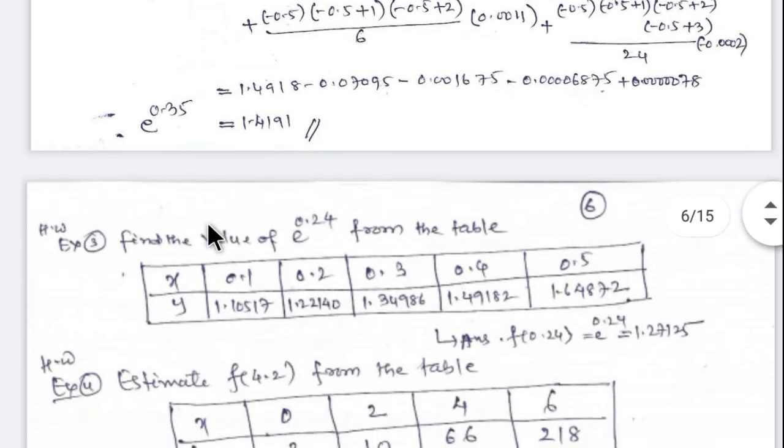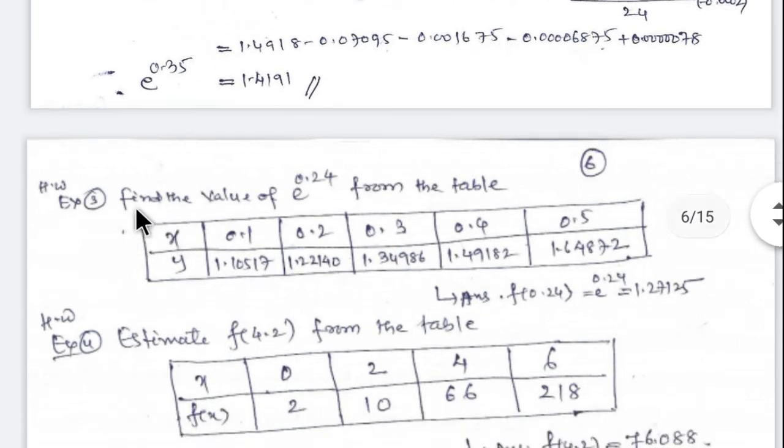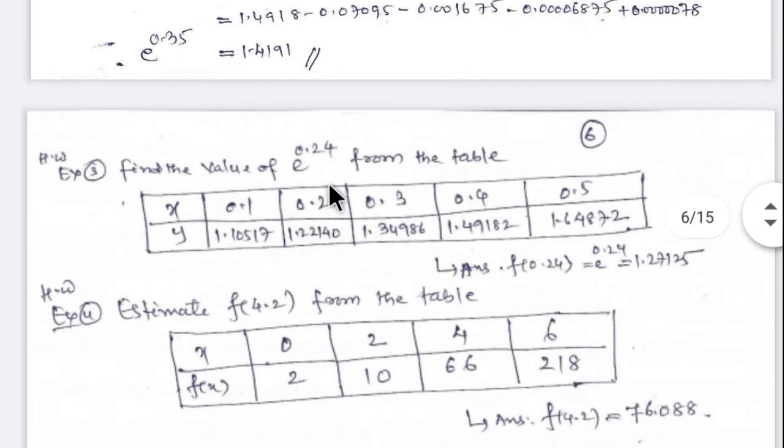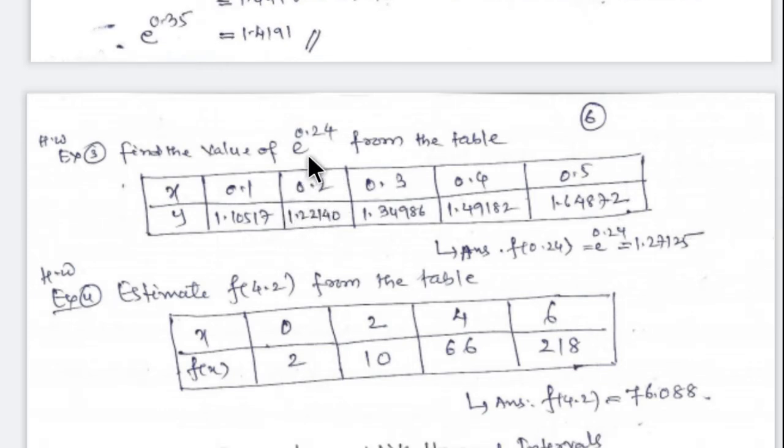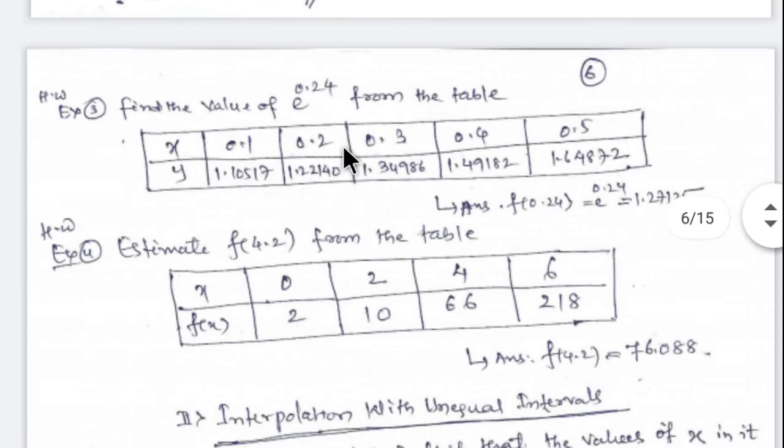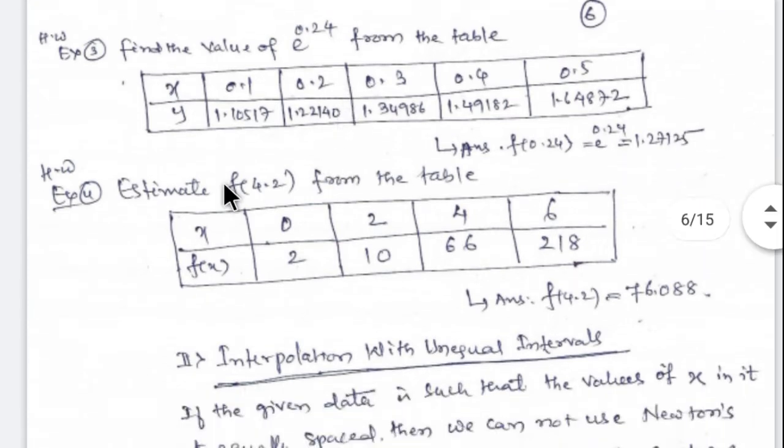You see one more example, which you can try at home. Example 3: find the value of a similar type, e raised to 0.24 from the table. This lies at the beginning of the table. Here y is equal to e raised to x, an exponential, and the x value is 0.24, which lies at the beginning of the table. You can use the forward interpolation formula. Refer to the first example.